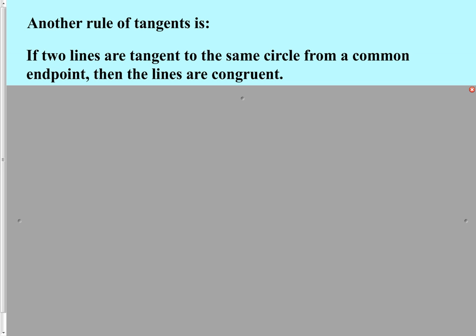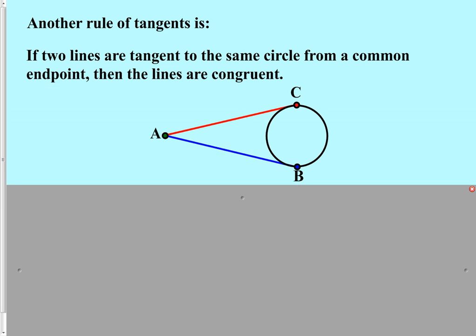Now, there is one other rule that goes along with being a tangent, and this one is kind of common sense, but I give you the common sense rules as well. Okay, and this one basically states that if you have two lines that are tangent to the same circle from a common endpoint, then the lines are going to be congruent. Okay, I'll never give you a definition without giving you a diagram to match it. So here is a diagram of what is being stated in that rule.